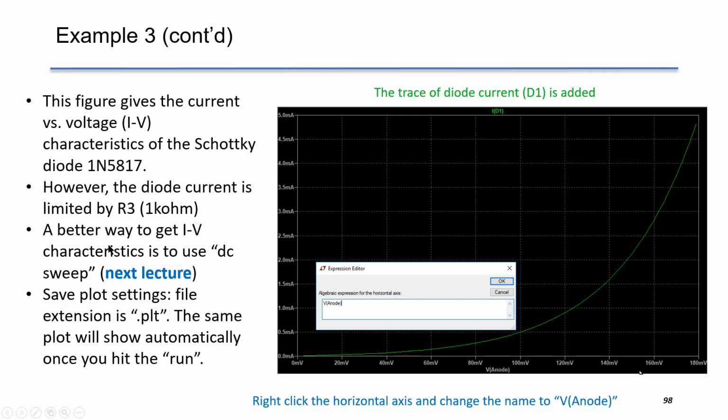Of course, there's a better way to get the IV characteristic. That is using what is called DC sweep. It will be discussed in the next lecture. Another tip is you can save the plot setting as a file with extension .plt. Once you save it in the same directory, every time you run the simulation, the same plot will be shown automatically, which is very convenient for your simulation.